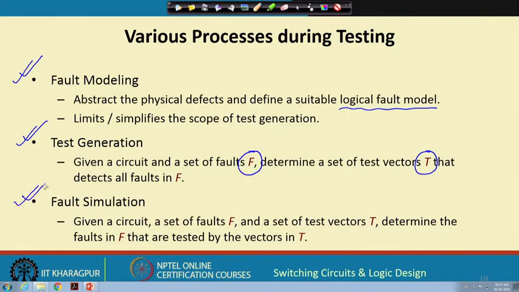Then comes fault simulation. Fault simulation says, well, we have a circuit, we have a set of faults and also a set of test vectors. Fault simulation is software that will analyze the circuit and tell you how many of these faults are getting tested by this set of test vectors. Fault simulation is a very useful tool, but in this lecture series we shall not be talking about fault simulation, but just remember fault simulation is also a useful step in testing.